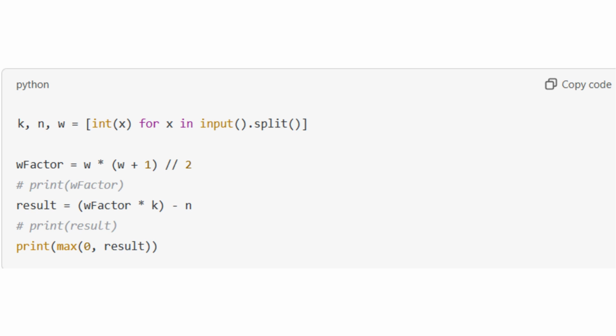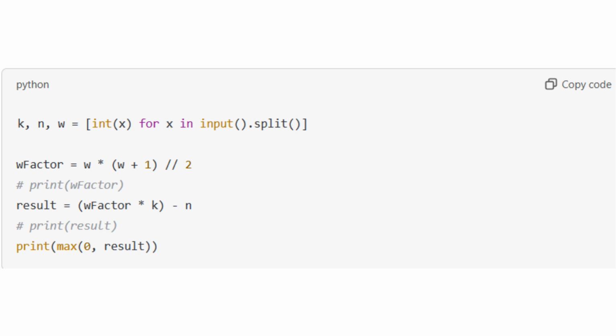4. Ensuring the borrowed amount is non-negative. Finally, we need to make sure we don't get a negative result. If the result is negative, the soldier doesn't need to borrow, so we use max of 0, result to ensure it outputs 0 instead of a negative number. This line will print the required amount the soldier has to borrow, if any, otherwise it prints 0.